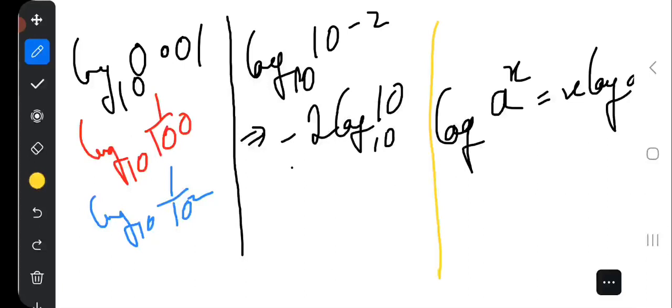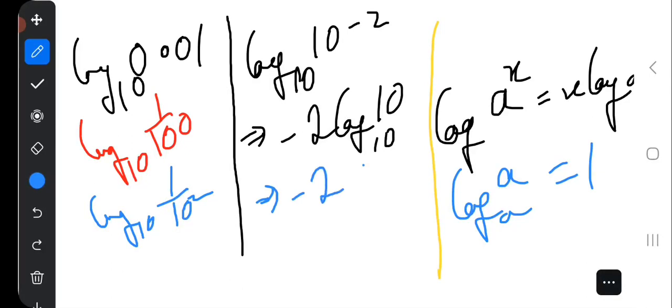Now what is log 10 base 10? Log 10 base 10 is 1, because again I can use a logarithm formula. I can use the formula log a base a equal to 1. When the body and base are the same, the value of the logarithm is 1. So log 10 base 10 is 1. Anyway, log 10 is 1 because the base is by default 10, even if I didn't write any base. So I get minus 2 times 1. So my final answer is minus 2.